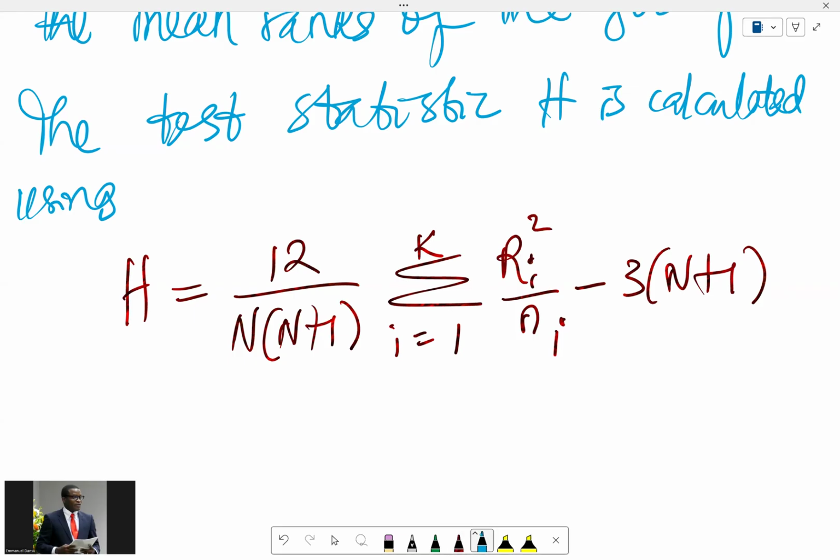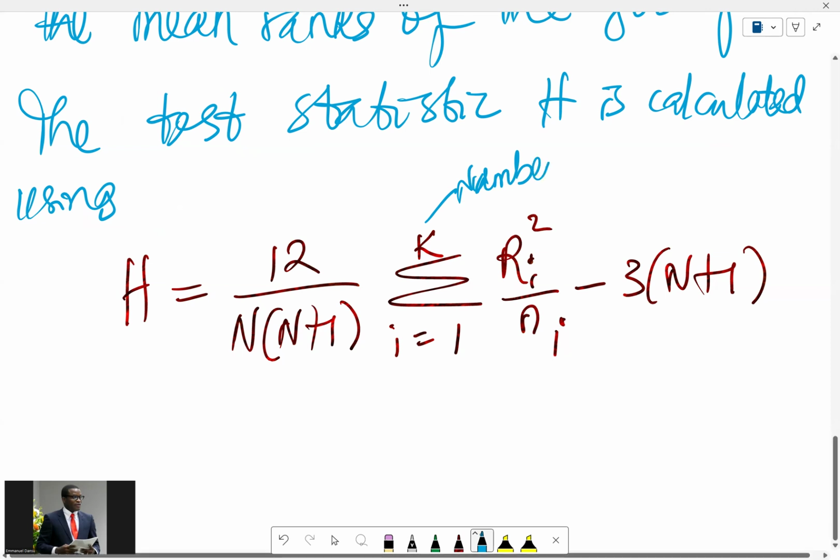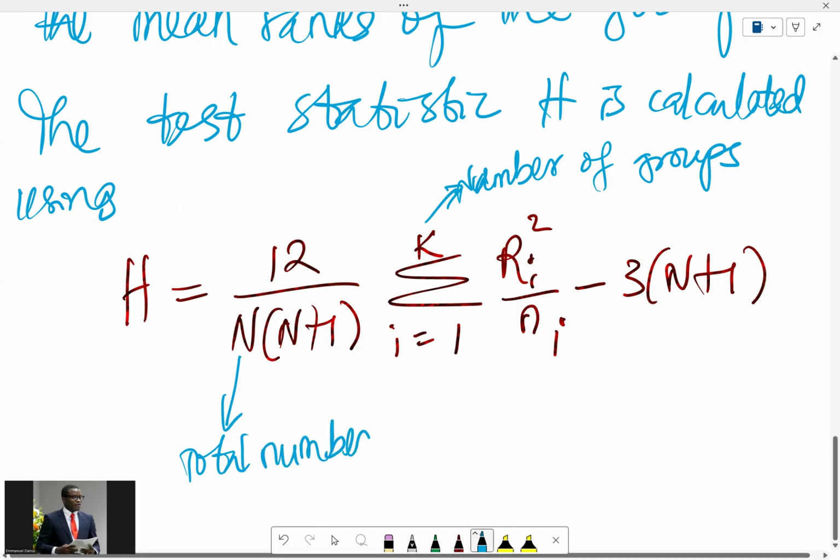So what are these things now? K is the number of groups. If you're considering 3 groups, your K is 3. Then N is the total number of observations. Each group has a number of observations, so the total number of observations is the sum of all the observations across the groups.